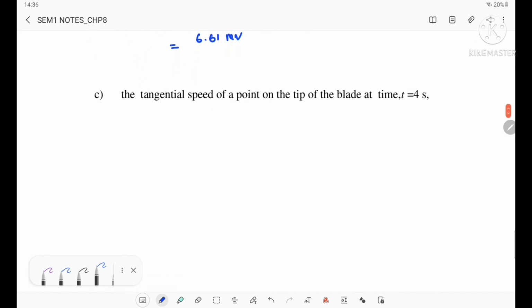Question C. The tangential speed of a point on the tip of the blade at time t equal to 4 seconds. So we use the equation v equals r omega, and then substitute the value of r 0.4 times omega is 19.8, and then we get v equal to 7.92 meter per second. Okay, that's all.